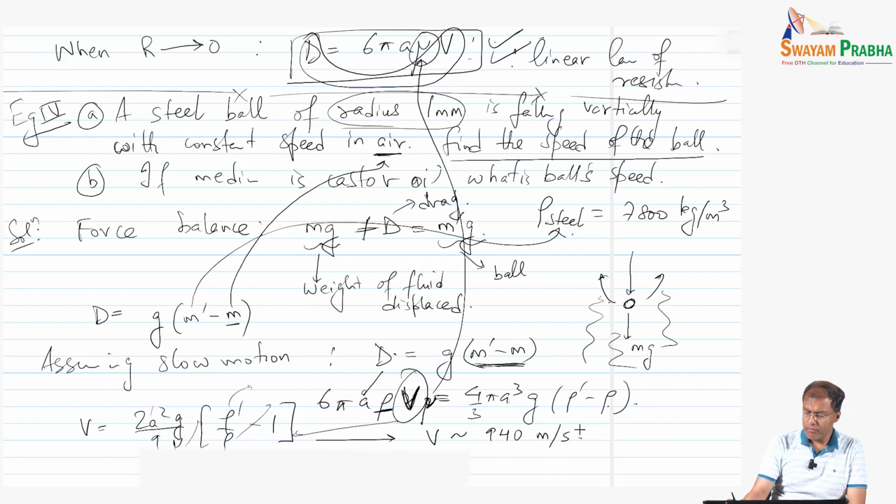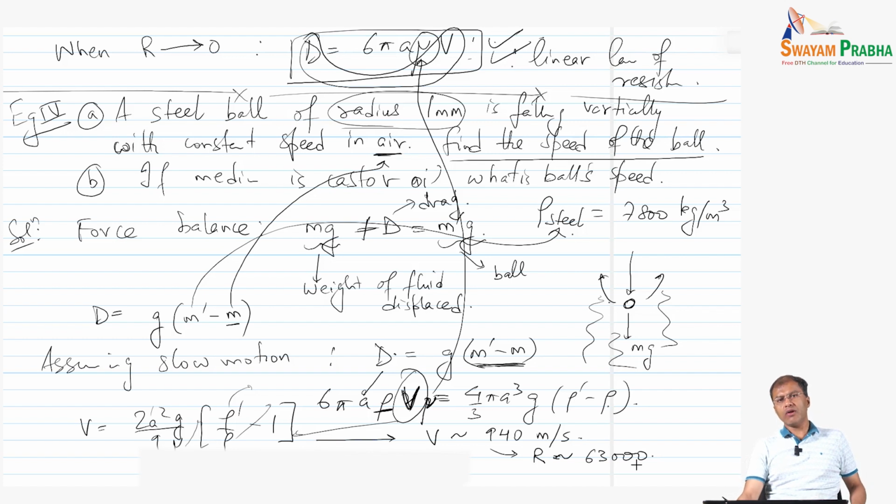And from here, when we plug the velocity into the formula for the Reynolds number, we get roughly 63,000. That's a huge value of Reynolds number for a tiny ball falling through the air, right? Now let us see.